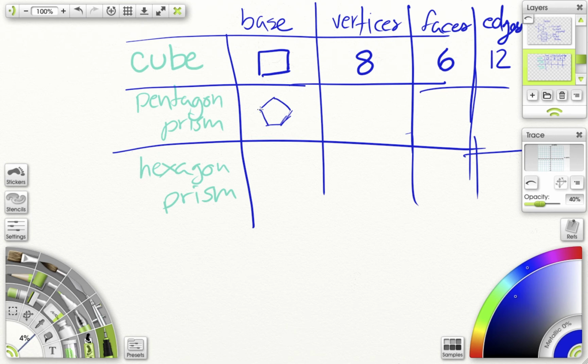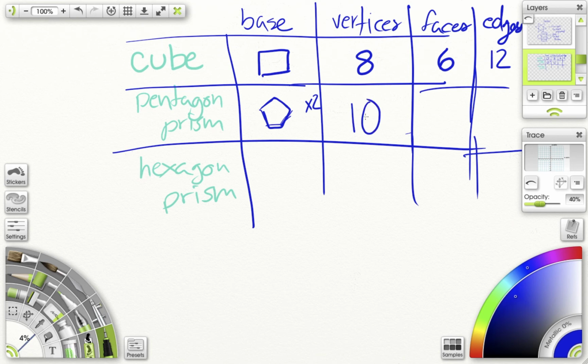How many sides are on a pentagon? 1, 2, 3, 4, 5 sides. For prisms, not pyramids, but for prisms, you take the number of sides of your base shape. So a pentagon has 5 sides, that's our base shape. You take that number, 5, and you multiply it by 2 to get the number of vertices. So what is 5 times 2? It is 10.